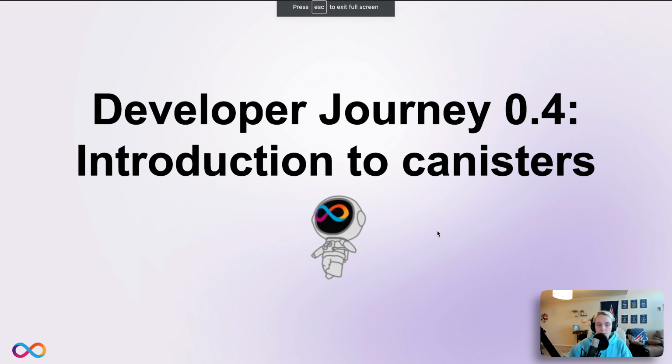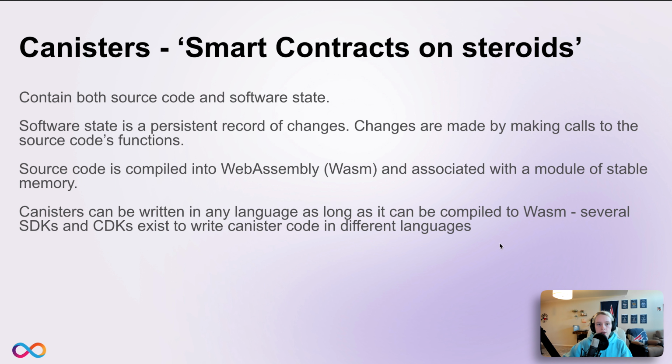So now let's take a moment to do a fully comprehensive introduction into what a canister is. A lot of the times you may see the Internet Computer canisters referred to as smart contracts on steroids. And that's a great way to describe them since they are both source code and software state. So on other chains like Ethereum, a smart contract is just a piece of code. It does not have a software state that is coupled with the code.